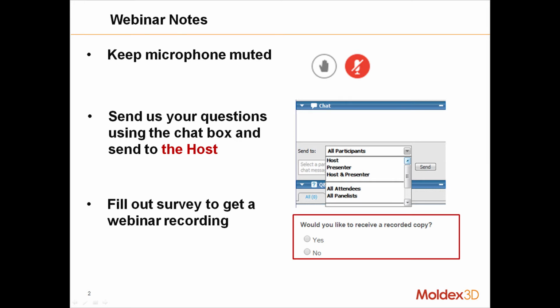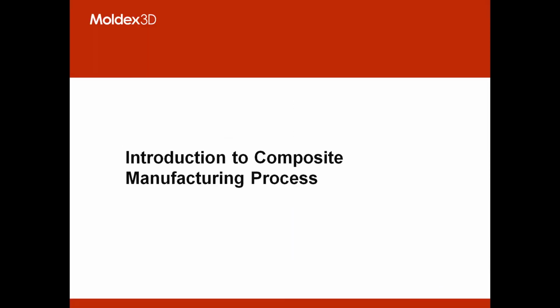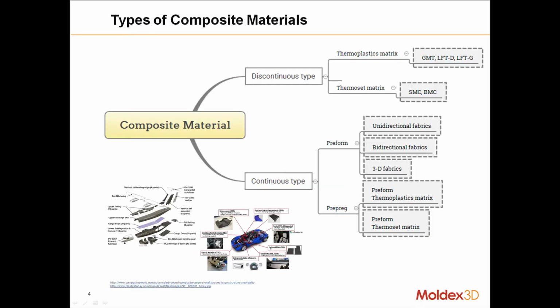So when it comes to composites manufacturing process, you're talking about different types of composite materials. In general, you can classify or separate your composite materials into two types. One is a continuous type and the other is a discontinuous composite material.